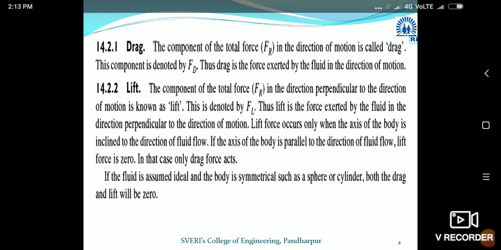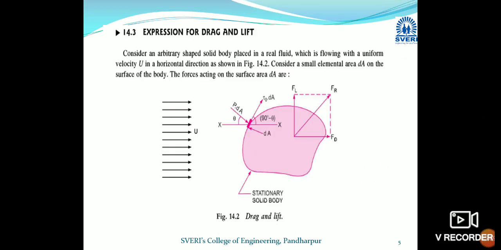Now we'll see the expression. Now this is going to be a very important derivation, that is the drag force and lift force acting on the stationary body. And many times in the examination, they ask this kind of question. What is that question? Derive an expression for drag and lift acting on a stationary body.